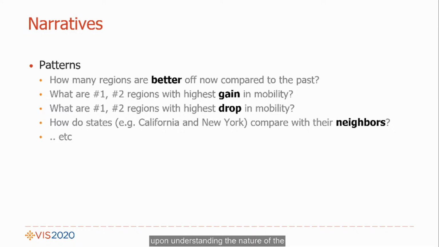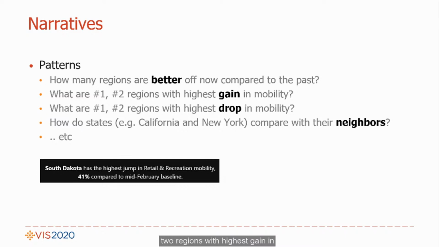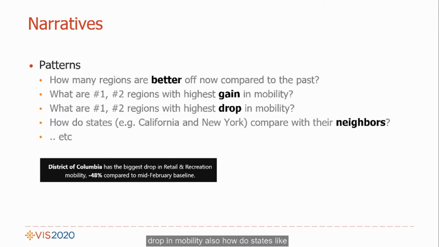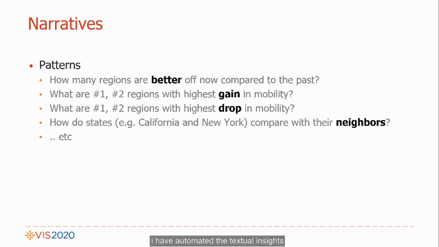Upon understanding the nature of the story we wanted to tell, we structured the patterns or the rules by answering questions like how many regions are better off now compared to the past, or what are the number 1, 2 regions with the highest gain in mobility or with the highest drop in mobility. Also, how do specific states like California or New York compare with their neighbors? Although I have automated the textual insights with data-driven rules for the mobility story, you can actually handcraft these insights and decide the flow of the story.